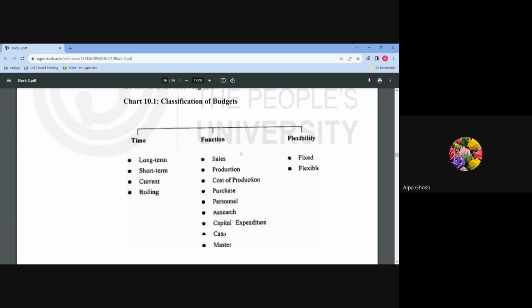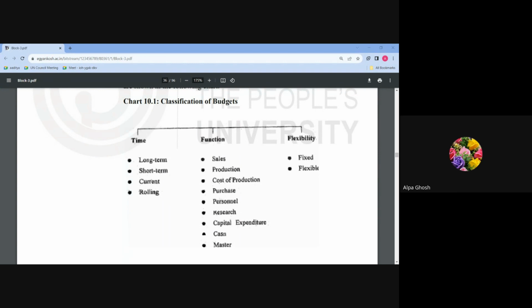The next one is on the basis of functions. On the basis of functions, it can be sales budget, it can be production budget, it can be the cost of production budget, where we make the calculations only to find out the cost per unit. It can be purchase budget, it can be personnel budget. Personnel is related to human force, the human resource that is working. So that is also a budget. How many people are working presently in the organization? What is the demand that is going to arise? How we are going to manage with the people whom we are going to recruit in future?